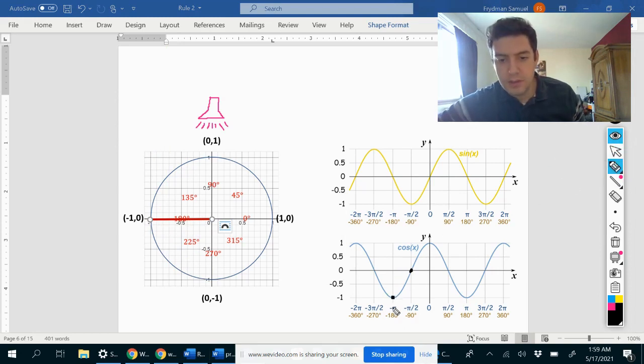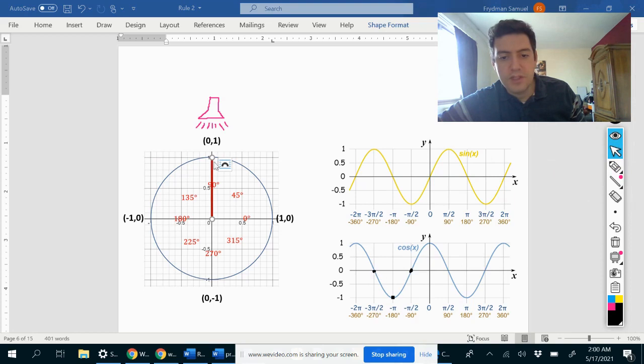Okay, here you see it's negative 180 degrees, or negative pi radians. The value is negative 1 there. Okay, at negative 270 degrees, the x value over here is back to 0. Again, there's no shadow.